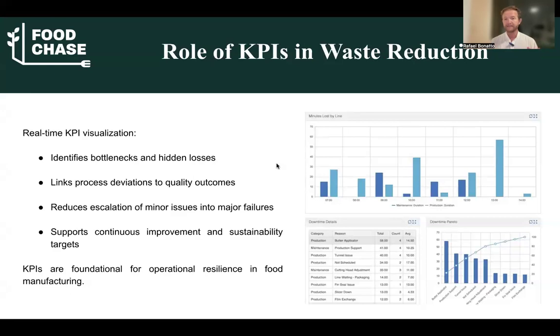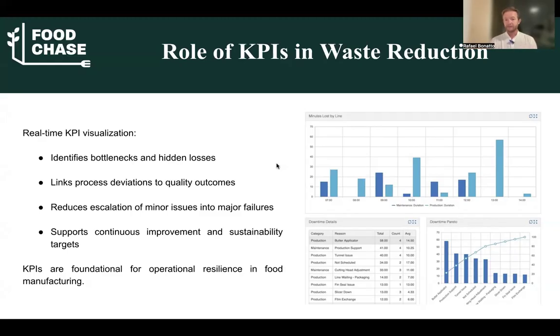The real-time KPIs, they help you what? Visualize and identify bottlenecks and hidden losses. The graphics just help you link process deviations to quality outcomes. You see that if your line is running one minute late, what will happen with the quality of the product? Maybe you will not be canning properly at the end because the line is not working accordingly. It's not rhythmic, it's not converging, it's not working synergistically. That's why this is so important.